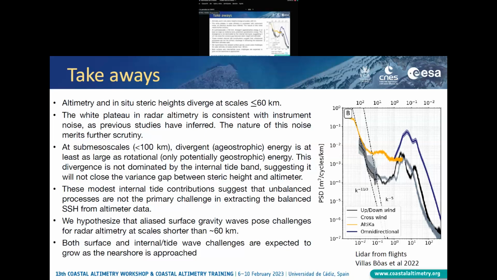And although this is based slightly offshore, we think this is quite relevant because as we approach the coast, we expect a modest increase in the issues coming from the imbalance and the internal tides, but a much larger difficulty in dealing with the surface gravity wave field getting reorganized at a different scale.